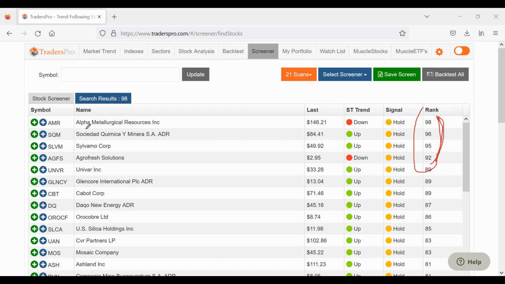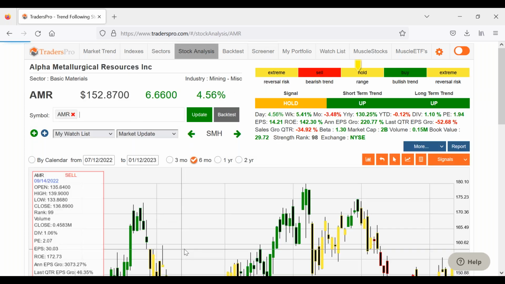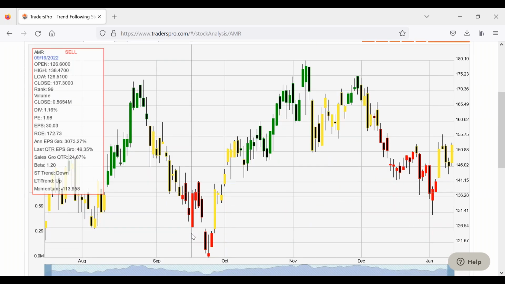But I liked this AMR at the top up here. 98 strength rank. And the reason why I'm looking under the holds is that if I see a good pattern that has a nice strength rank, then the final confirmation could be to wait for it to go from hold to buy. So it's already at a hold, waiting for it to go to a buy, and it's confirmation.